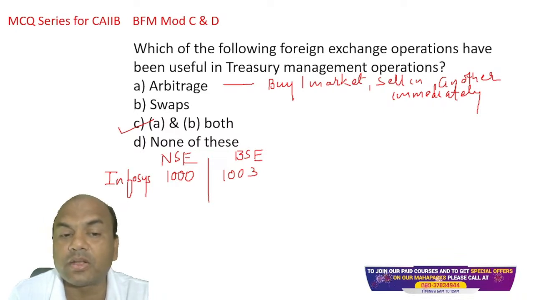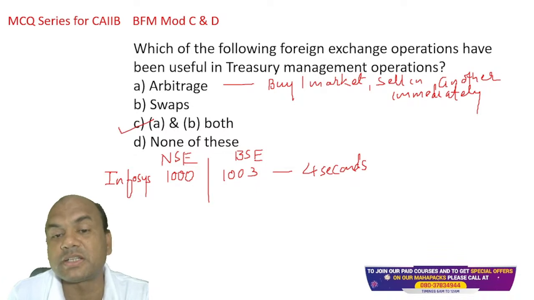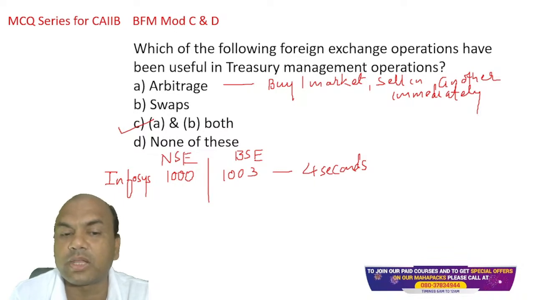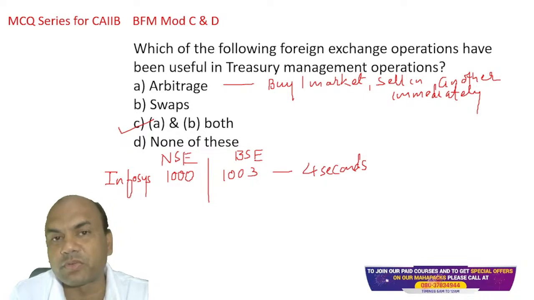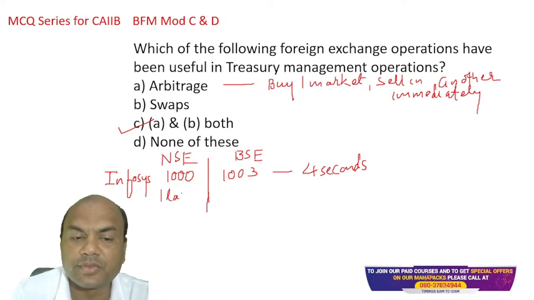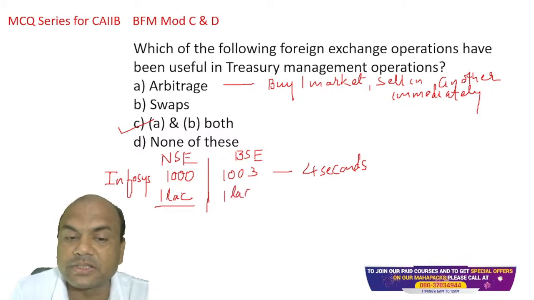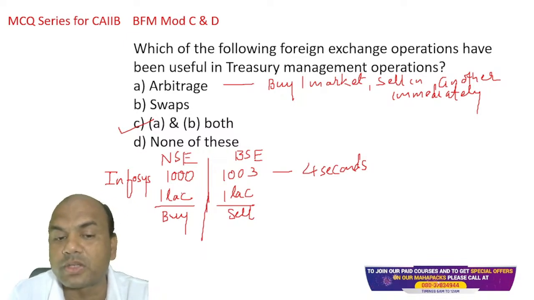Now this difference on NSE and BSE remains for hardly 4 seconds, and with technology nowadays not even that, hardly 3 seconds at most. It immediately collapses and the prices match. Now if I am the arbitrage person, what will I do? I'll buy 1 lakh shares of Infosys at NSE right now and sell 1 lakh shares at BSE right now. Here I'll buy and there I'll sell, all in hardly 4 seconds.